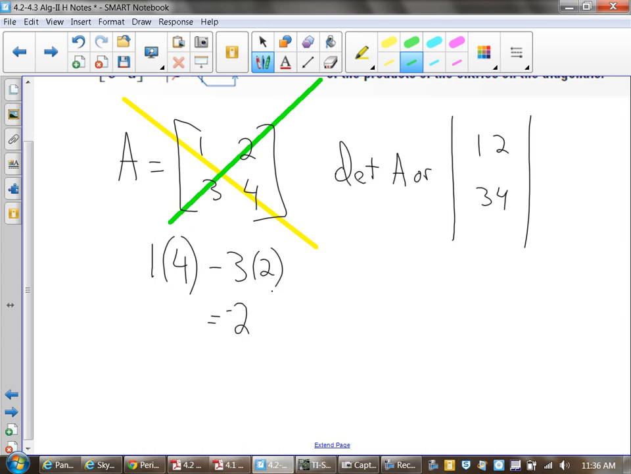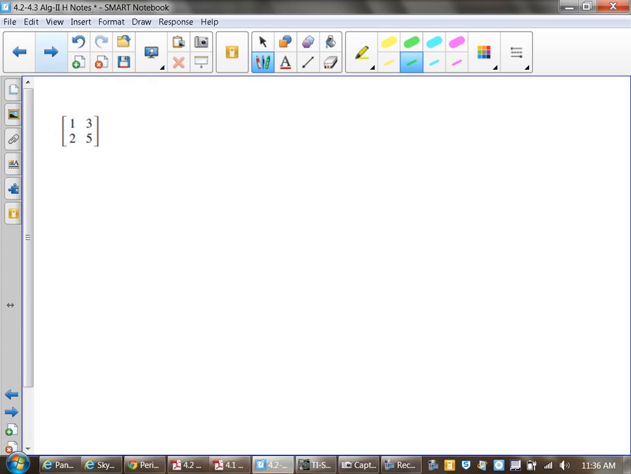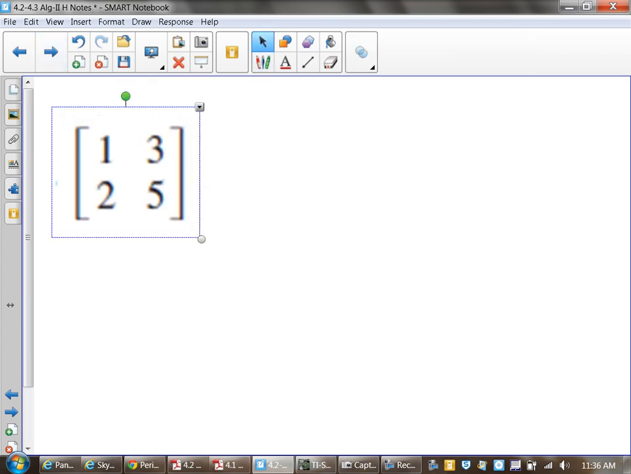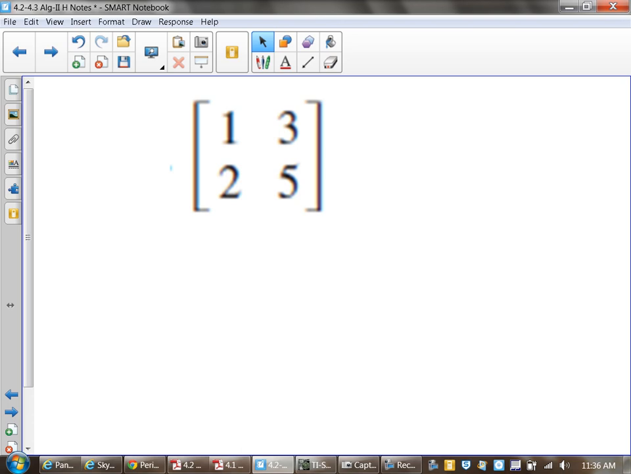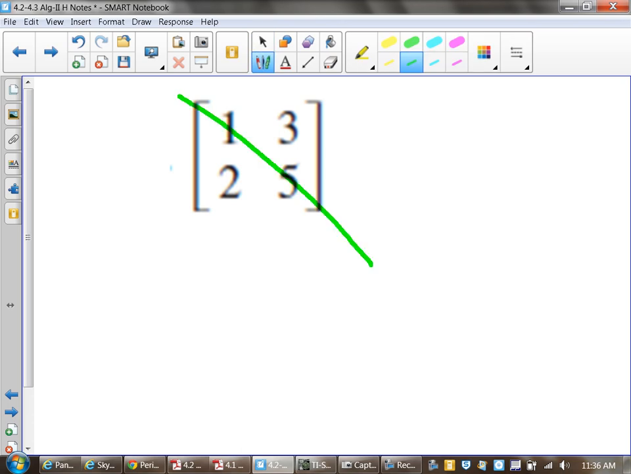Okay? Once again, if I have a 2x2 matrix and I want to find the determinant of a 2x2, we always start with our downward diagonal, and we multiply those entries together. In this case, I get 1 times 5. To that, I'm going to subtract my upward diagonal.